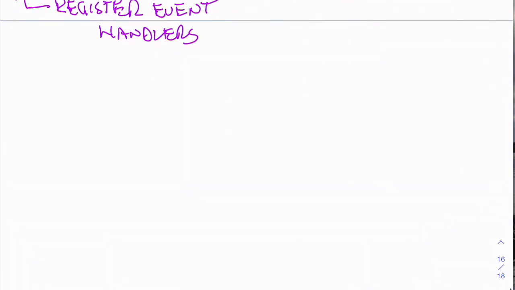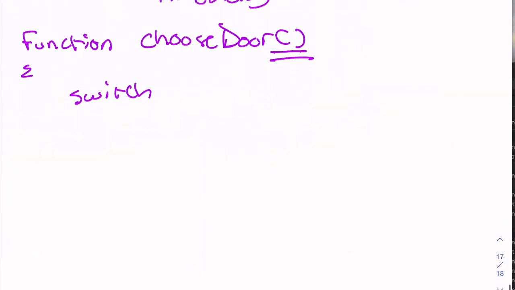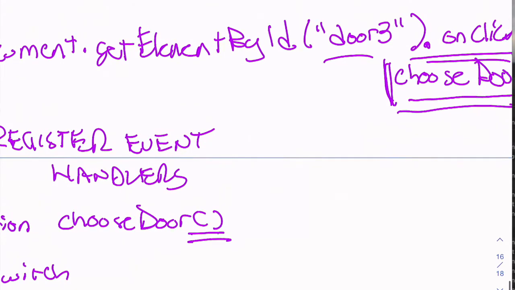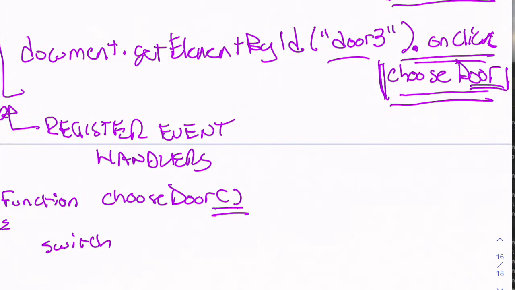Okay, so here we go. So what we're going to do now is we're going to write a new method, which is called choose door. So a replacement method for choose door. So function choose door, and we're going to do a switch. Now the thing about this choose door is there's no argument being passed in, which is great. That makes it compatible with these event handlers that we're registering, which do not provide arguments.